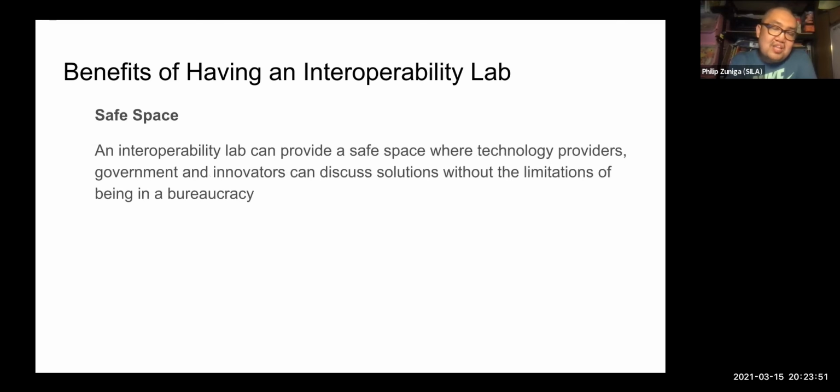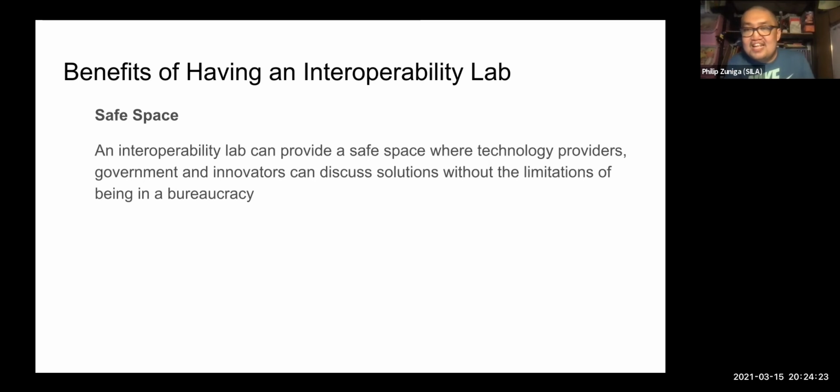Next one, an interoperability lab is also a safe space. It can provide a safe space where technology providers, government, and innovators can discuss solutions without the limitations of being in a bureaucracy. For example, if I am from government and I want to test blockchain, in a normal government setting I need to pass through several approvals before I can do the test, because that's how bureaucracy works.